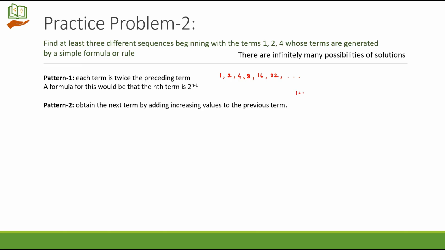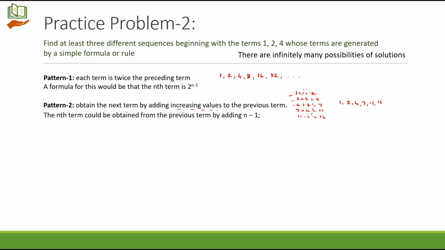We have 1 plus 1 which is equal to 2. Then 2 plus 2 which is equal to 4. We will have 4 plus 3 which is equal to 7. 7 plus 4 which is equal to 11. So this particular number is what they are saying as increasing value. So 1, 2, 4 is present here. 1, 2, 3, 4 is the increasing value they are saying to the previous term. So here the next set of numbers 11 plus 5 can be taken as 16. So this is another pattern 1, 2, 4, 7, 11, 16.